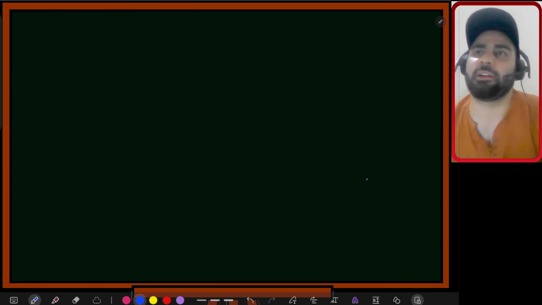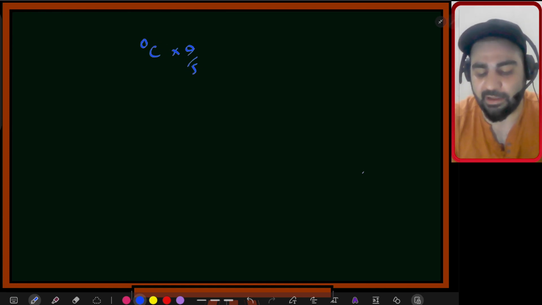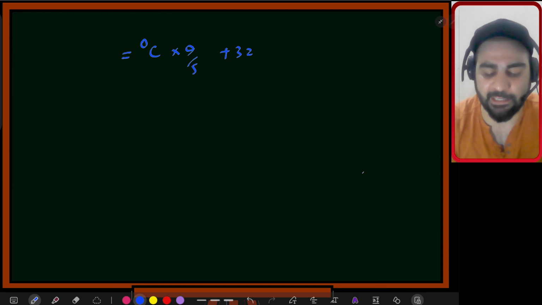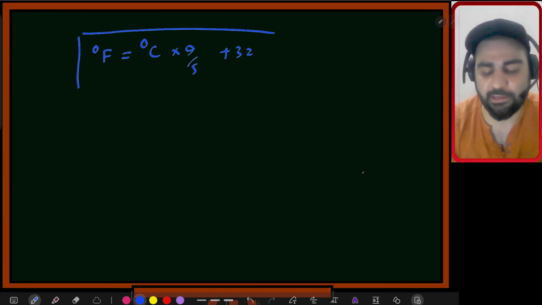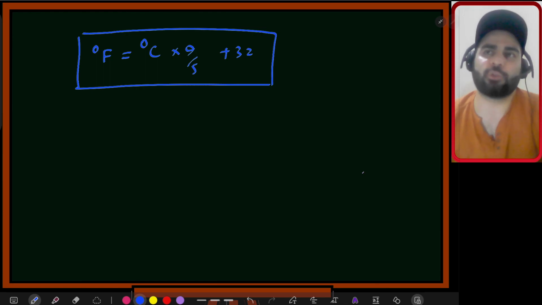Now we are not really good at memorizing these things. So I wrote, let's suppose, degree Celsius multiplied by 9/5 plus 32 is equal to degree Fahrenheit. We are not good at memorizing these things. So what are we good at actually?